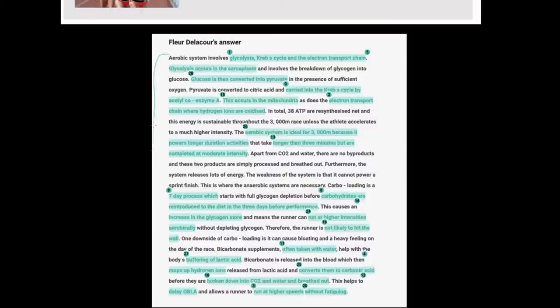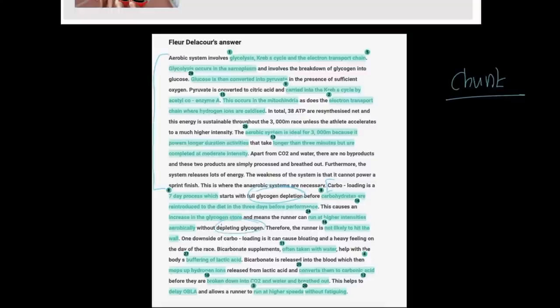Anyway, we looked at this answer earlier on, and the point I want to make here is that the first part of my answer is all about that aerobic system. I then chunk this to talk about the second part of the answer, which of course here is glycogen loading and bicarbonate supplementation. So straight in, notice no introduction. Carbo loading is a 7-day process, starts with full glycogen depletion, before carbohydrates are reintroduced to the diet in the 3 days before performance. This causes an increase in the glycogen store and means the runner can run at higher intensities aerobically without depleting. Therefore, the runner is not likely to hit the wall.